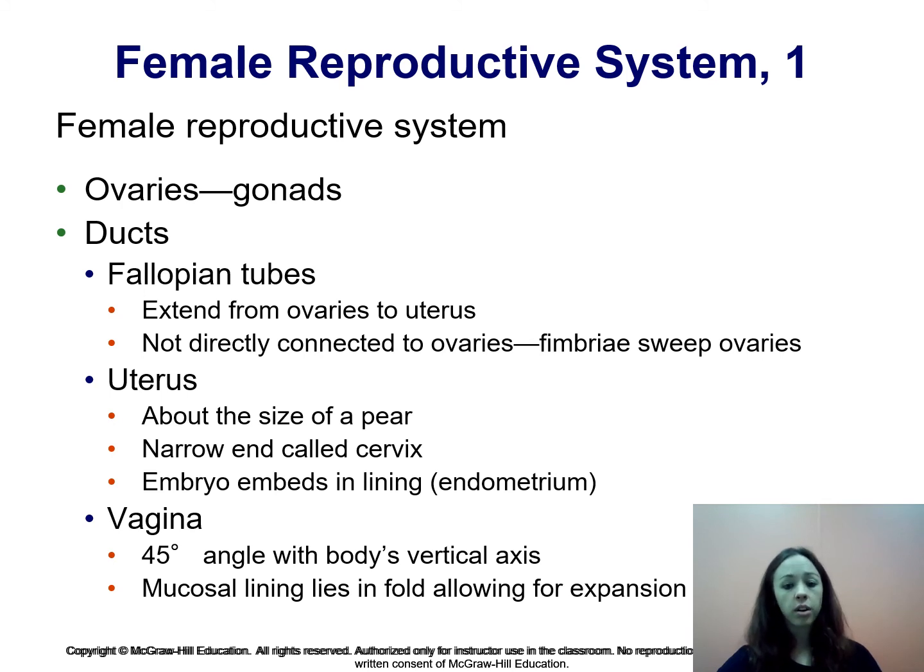If there was an embryo, the embryo would implant into the endometrium lining of the uterus. When the baby was ready to be born, it would then travel through the vagina to the outside world. The inner lining of the vagina has folds, which allows it to expand so that the baby can pass through.